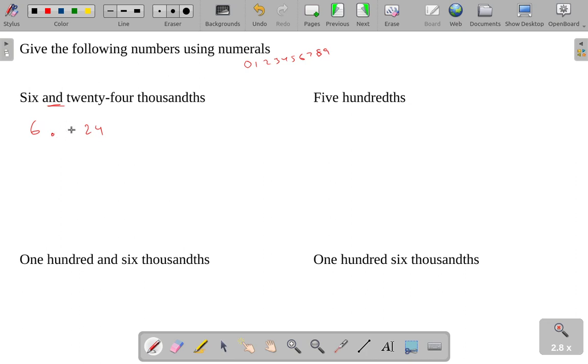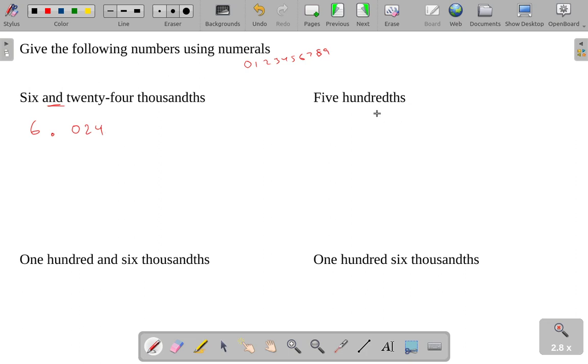So I need to fill in any zeros to make sure this ends up in the right place value. If I didn't have anything there, this would be the tenths, hundredths, ending in the hundredths place. Clearly that's not right. So let me try 1 zero in here: tenths, hundredths, thousandths. That looks like the actual one we need. So 6 and 24 thousandths would look like this: 6.024.